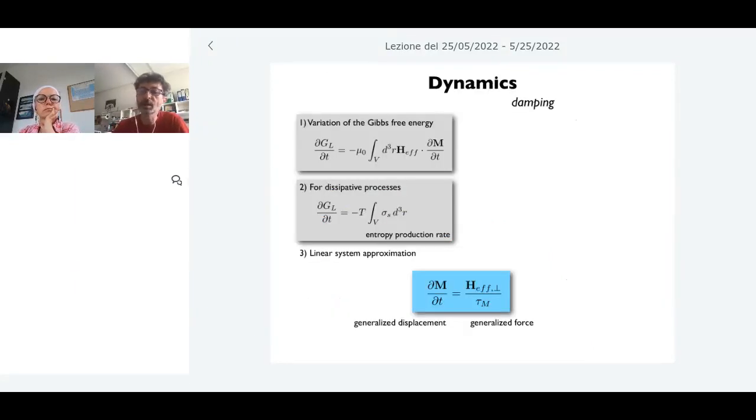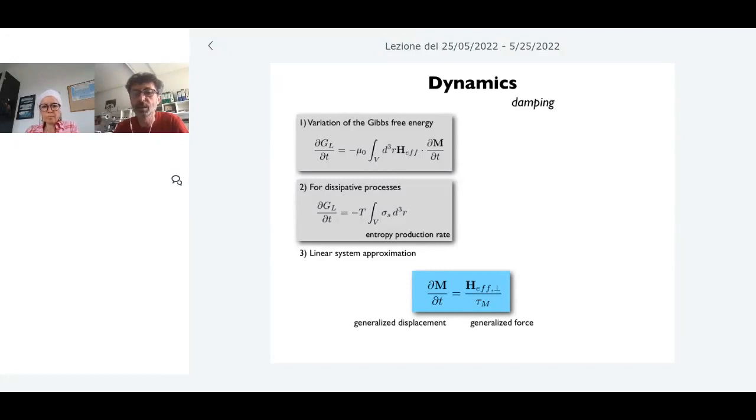To conclude my part, I still add something, a sort of conclusion of two things that I said before, but Michaela will touch on this in more detail in one of the last lectures. So everything we said up to now concerned statics. We said we would like to know what is the equilibrium configuration of the magnetization.